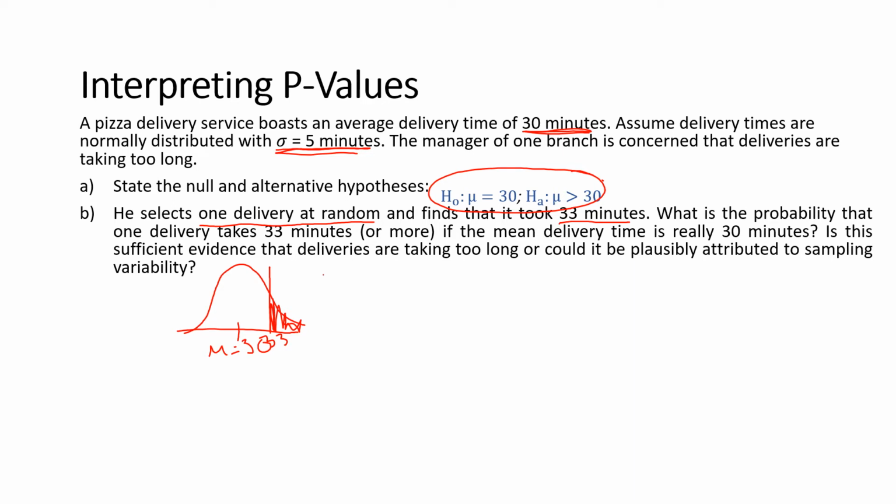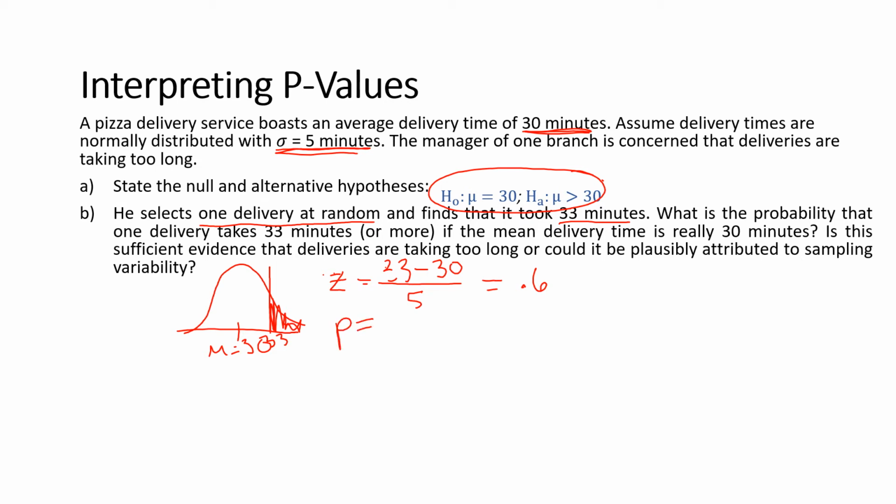In order to do this, we're going to do a z-score, right? So I'm going to take my observed value, I observed that this delivery took 33 minutes, minus my expected value, I expected it was supposed to take 30 minutes, divided by the standard deviation, 5. So let me calculate my z-score here. 33 minus 30 divided by 5 is 0.6. Now that's my z-score. Now I need to go look up my probability.